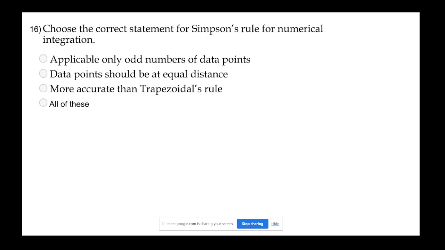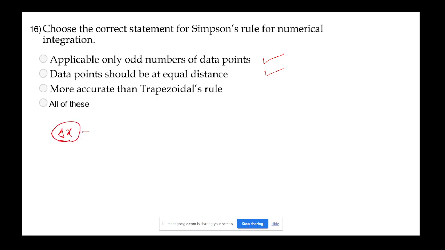Moving forward, choose the correct statement for Simpson's rule for numerical integration. Looking into the options: it is applicable only for an odd number of data points, so obviously that is correct. The data points should be at an equal distance. Yes, obviously, because otherwise, during the derivation, we take delta x common.